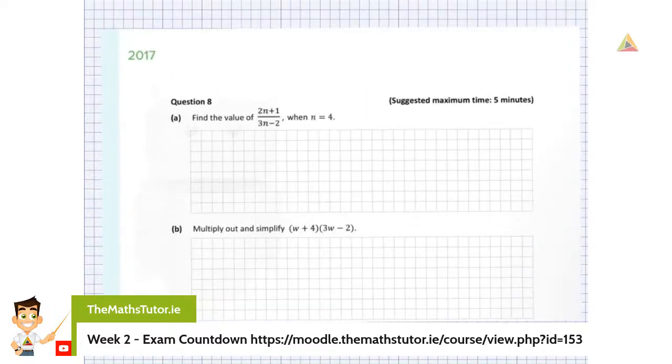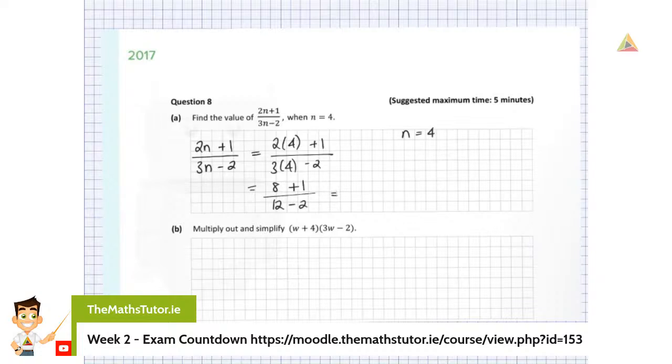So this is from 2017. You're told that n is 4, and you're asked to find the value of 2n plus 1 over 3n minus 2. And you're told that n is 4. So anywhere you see n, you're going to put in 4. So it's going to be 2 by 4 plus 1 over 3n, so 3 by 4 minus 2. 2 by 4 is 8. 8 plus 1 over 3 by 4 is 12. 12 minus 2. 8 plus 1 is 9. 12 minus 2 is 10. So the answer there is 9/10.